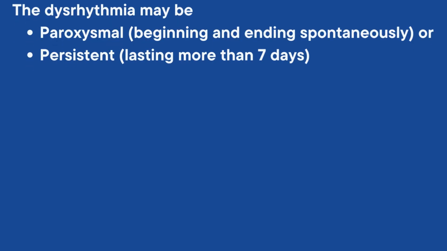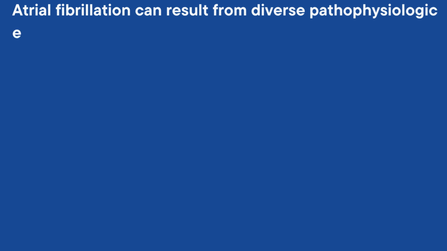The dysrhythmia may be paroxysmal, that is, beginning and ending spontaneously, or persistent. It lasts for more than 7 days. Atrial fibrillation is the most common clinically significant dysrhythmia with respect to morbidity and mortality rates and economic impact. Atrial fibrillation can result from diverse pathophysiologic etiologies and risk factors.